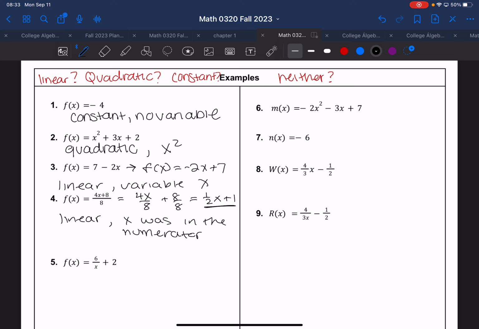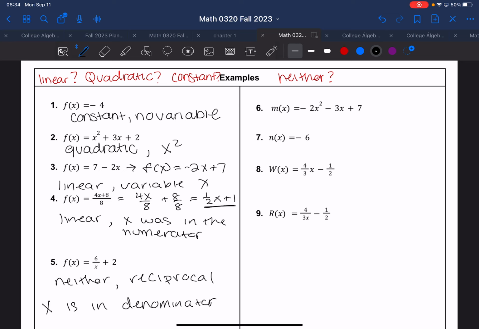So knowing what we just found out on 4, number 5 would be considered what? So first, is it linear, quadratic, constant, or neither? Neither. It's neither because what is it? Reciprocal. Good. And we know it's reciprocal because the x is where? Denominator. Perfect. Okay, so that was 1 through 5.